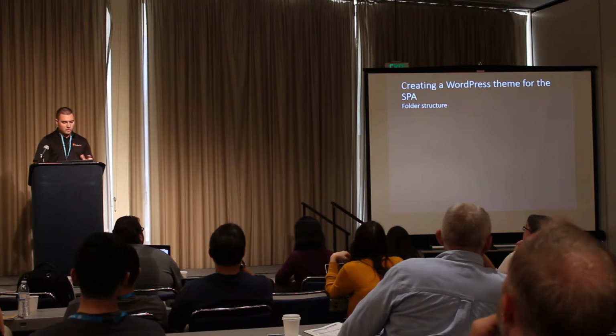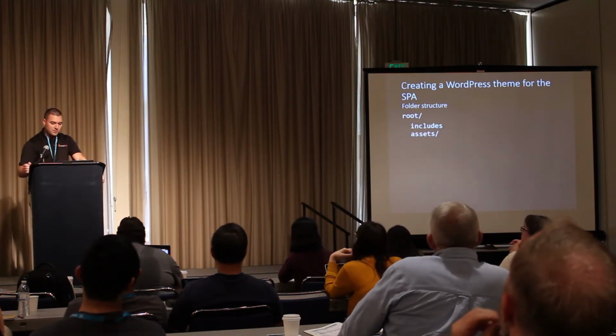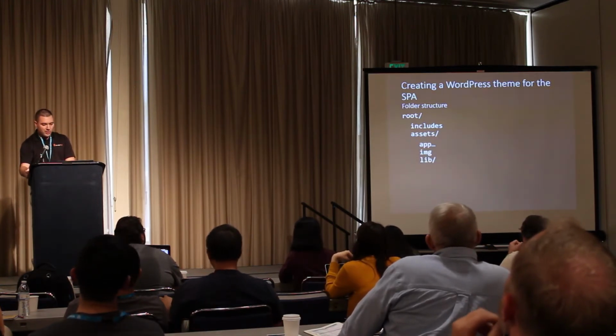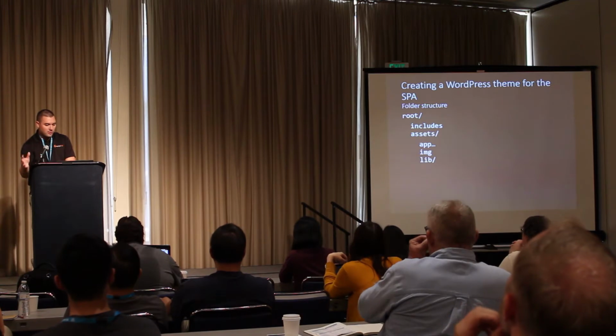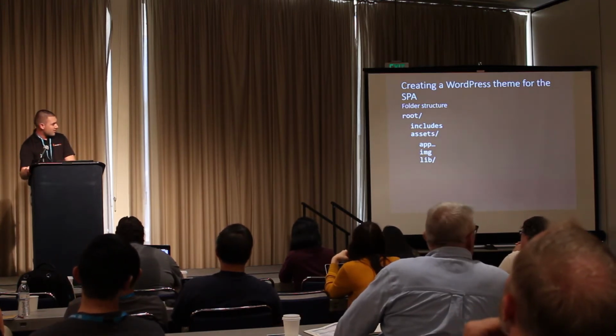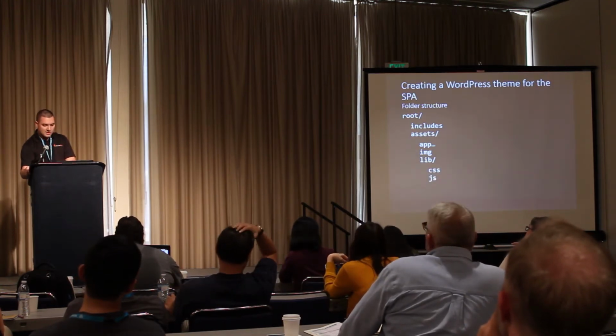Let's talk about the folder structure real quickly. Basically, in our root theme folder, I always add two folders, an includes folder and an assets folder. Within the assets folder, we're going to have our app and our image folder. Those two, I'll come back to the app in a moment. Image is self-explanatory. I always have a folder for the different libraries and dependencies. And of course, we have CSS and JavaScript.